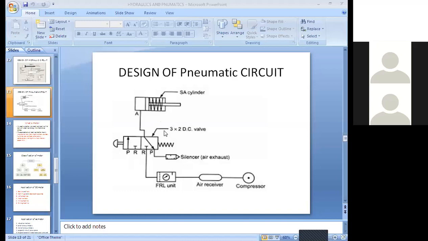This is similar to the hydraulic circuit, but here the silencer will be there. In hydraulics, the fluid after use is collected in the reservoir. But here we fix a silencer directly, because after producing the power transmission, the air is going to exit through the silencer. I will also show this pneumatic video, then you will understand better. Okay, I would like to share the video.